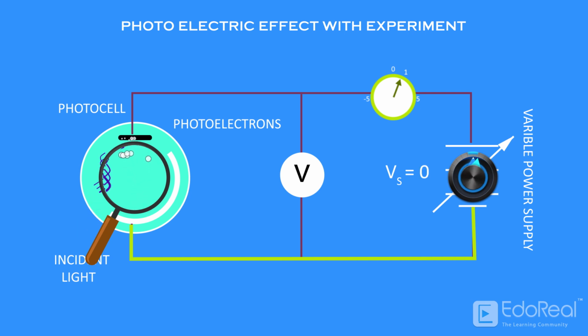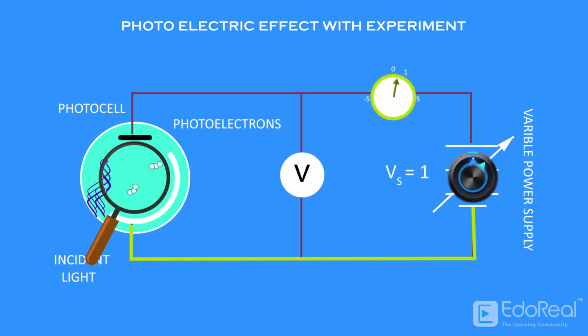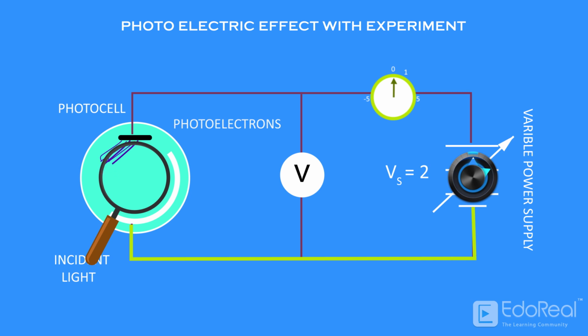When the power supply is set to a low voltage, it blocks the least energetic electrons, reducing the current through the microammeter. Increasing the voltage drives more energetic electrons back, until finally none of them are able to leave the metal surface, and the microammeter reads 0. The potential at which this occurs is called the stopping potential.